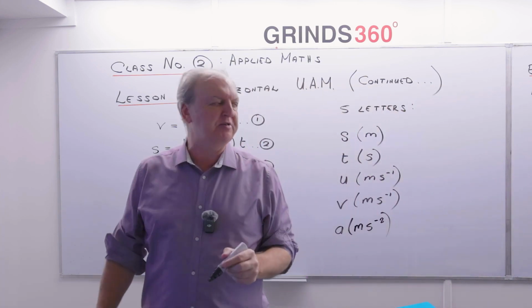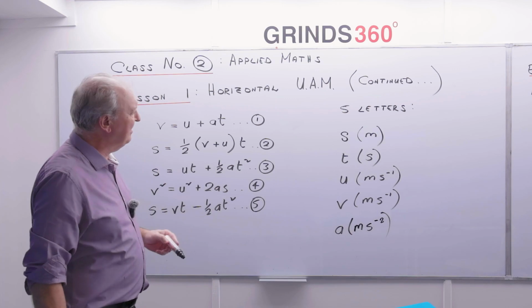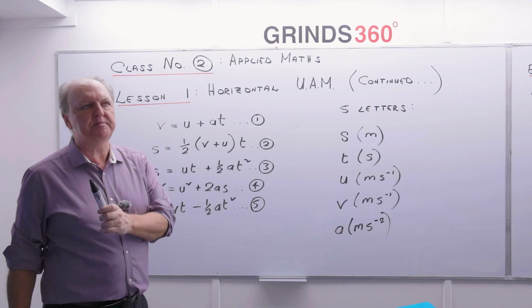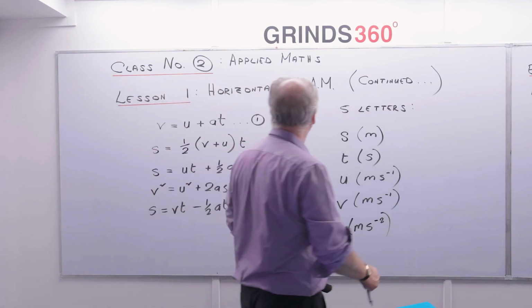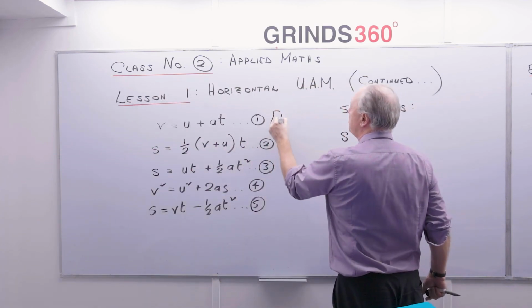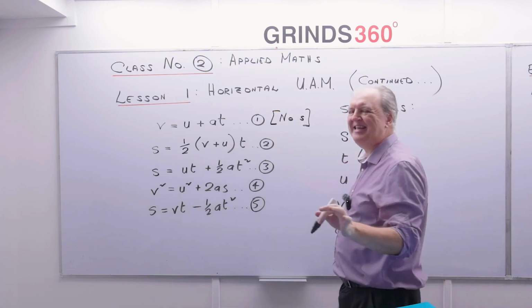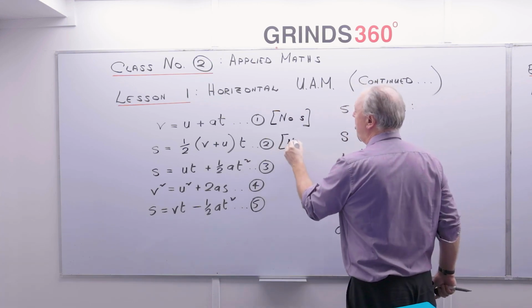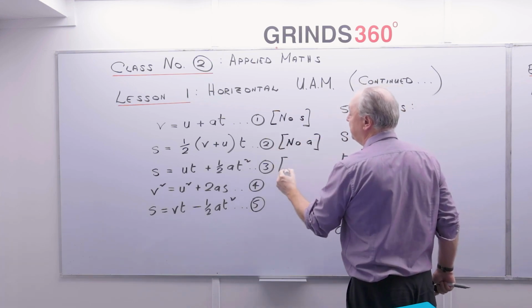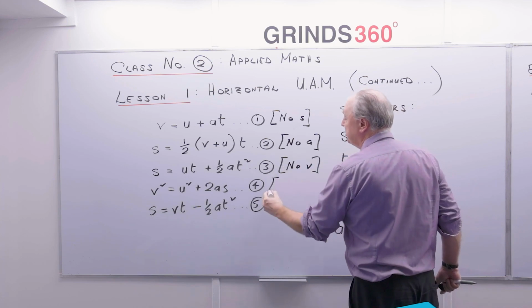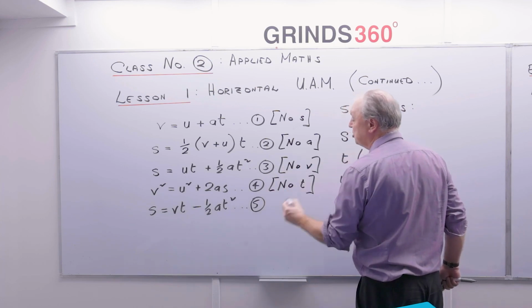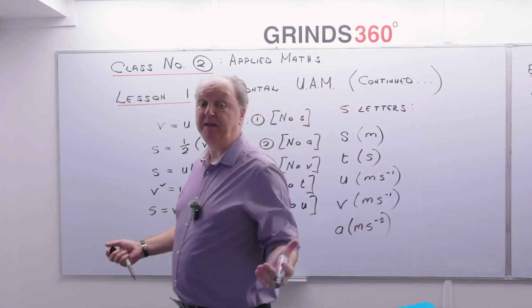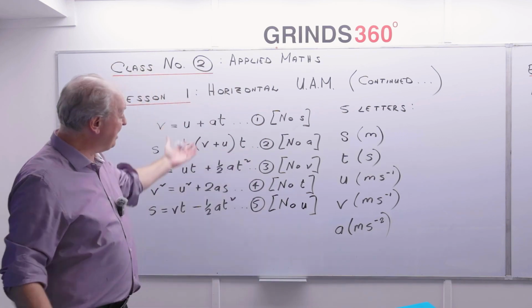So we went through all of that. How do we use our equations? Well, I have this nice little technique. You've got 5 letters in total. Each of these equations has 4 letters. There's 1 letter missing. For example, in the first one, there's no S. And that's the key to knowing which formula I'm going to use. The second equation has no A. The third equation has no V. The fourth equation has no T. And the last equation has no U. So that will be my key. Basically, to do all of UAM, that's all I need.